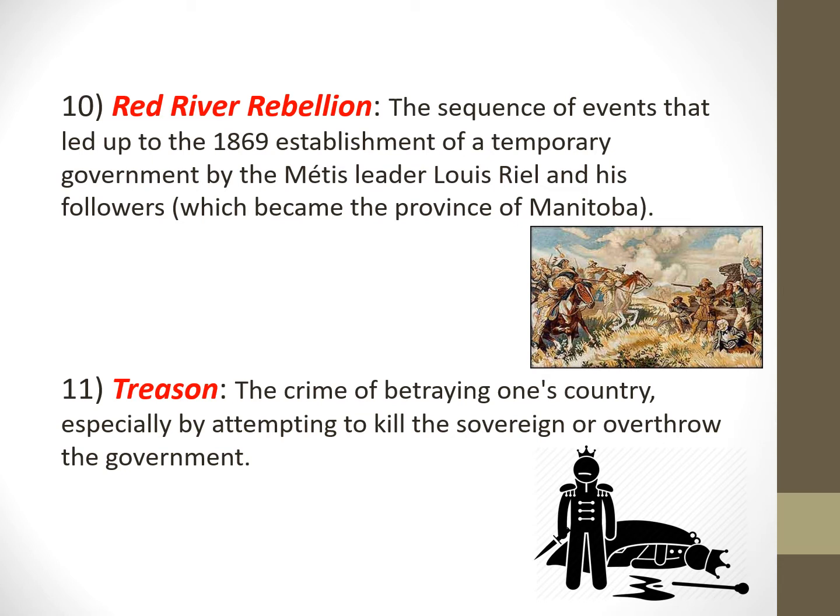We'll see in a little bit what Canada's going to start looking like, and provinces that are being formed. And one of them came out of the Métis fighting for a place to call their own. The next one is treason. So the crime of betraying one's own country, especially by attempting to kill or overthrow the government. Pretty much in most countries, treason is usually punishable by death.